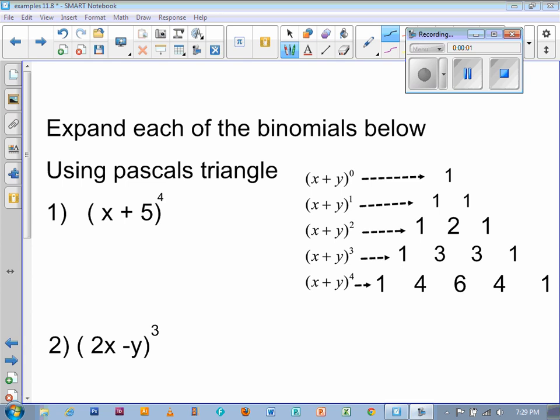This is Mr. TG. This is lesson 11.8 in Algebra 2B. Binomial distributions is the title of our lesson.